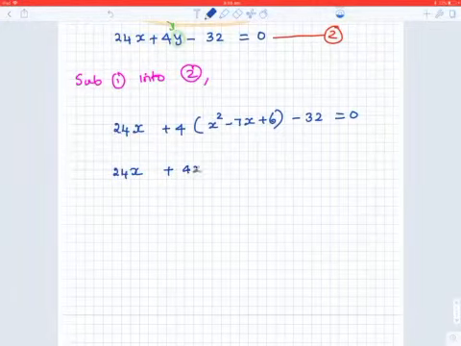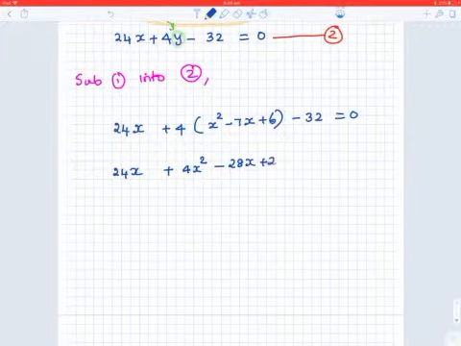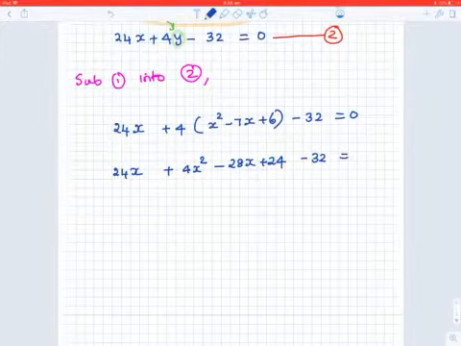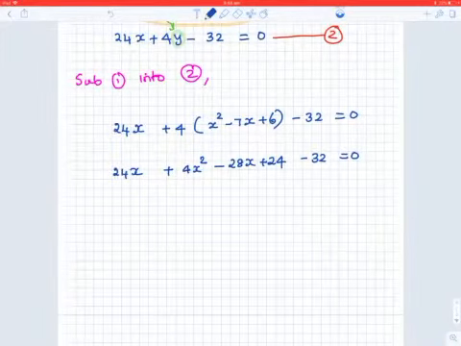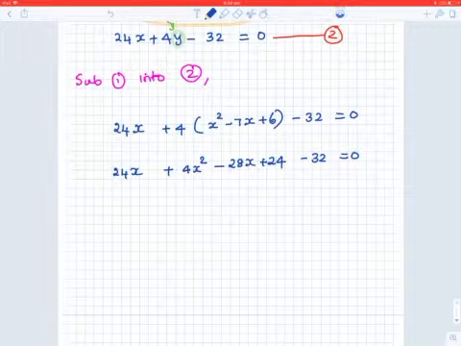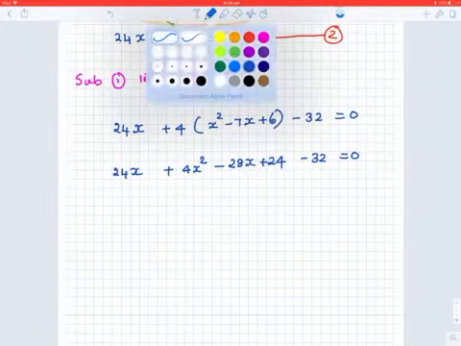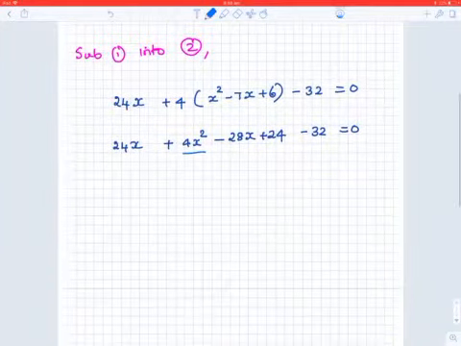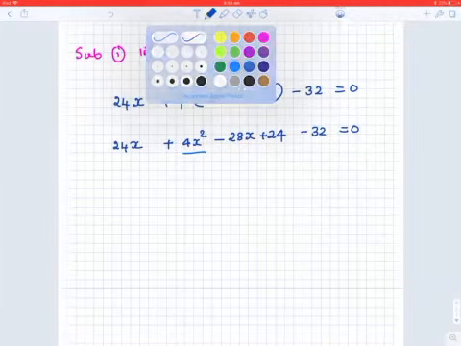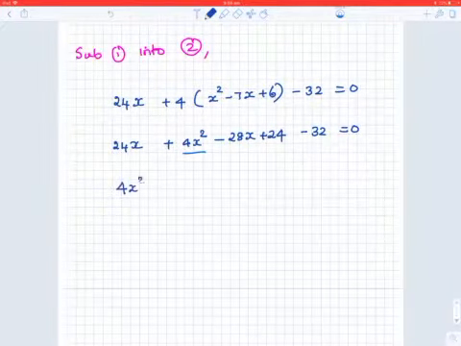If I do that, my first term is going to be the same, 24x. Now that 4 has to be multiplied by each of the terms inside the bracket, which gives me 4x squared minus 28x plus 24. And then I have to bring my minus 32 here as well, of course equal to 0.